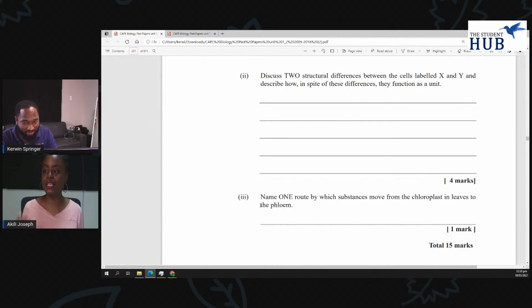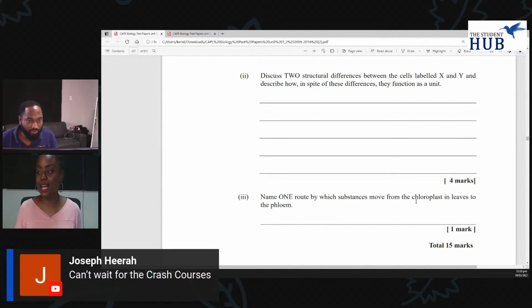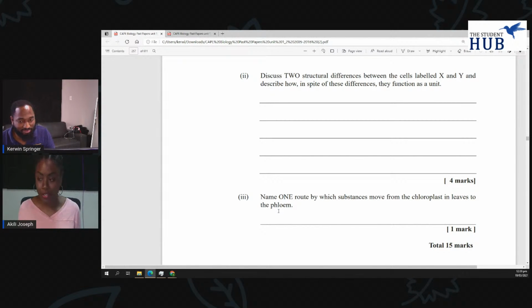And lastly, they said for part 3, name one route by which substances move from the chloroplast in the leaves to the phloem, right? So from the chloroplast in leaves is where, for instance, your glucose is made, right? And then converted to sucrose and it's transported as sucrose, right? So we want to get that all the components that is made in the chloroplast, it needs to enter the phloem in order to go to other cells that need it, that don't photosynthesize, or to go to your storage organs, say for instance in your root tubers or whatever, right?